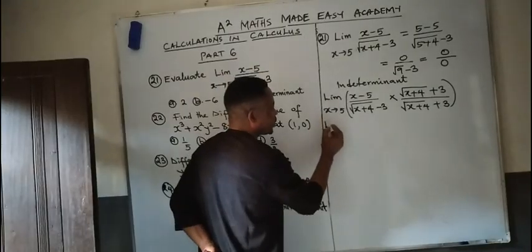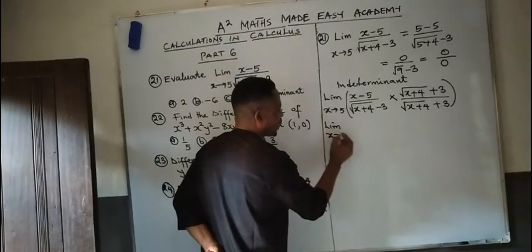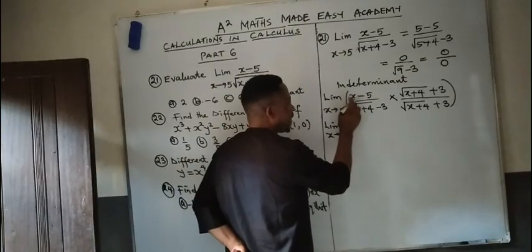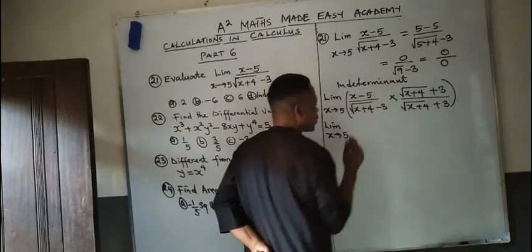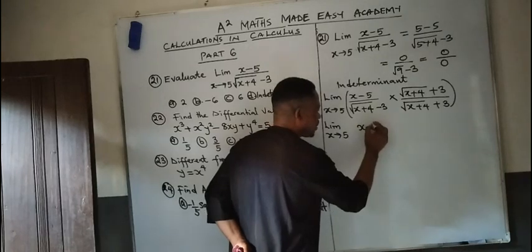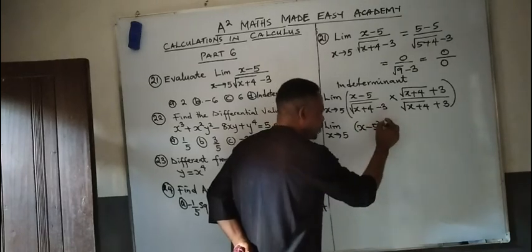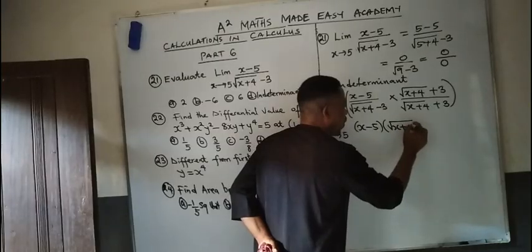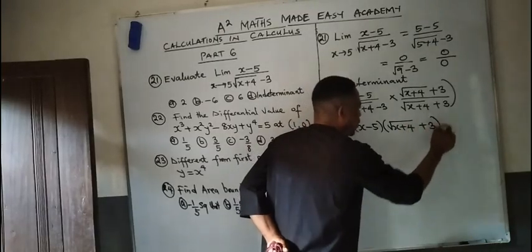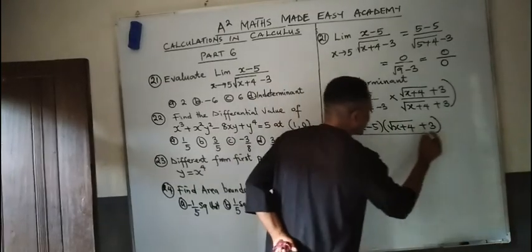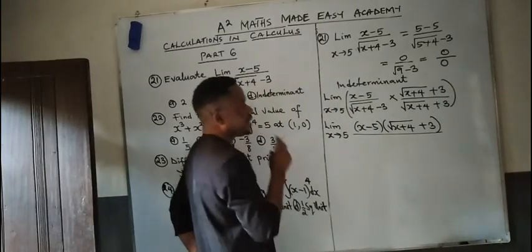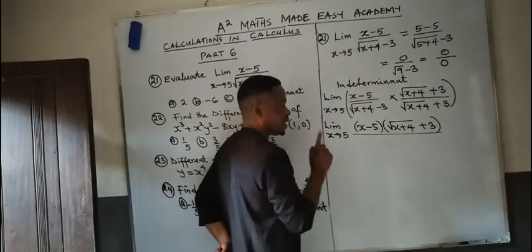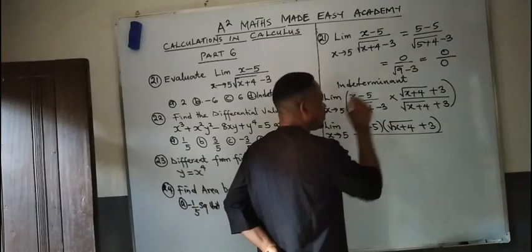Now the next thing we are going to do further is to open the bracket. Now this particular value, x minus 5 times the square root of this, will give us x minus 5 in brackets, then multiplied by the square root of x plus 4, then plus 3, close the bracket, divided by the denominator. Now anytime you are solving this, since we've conjugated it, what you will do is this: the corresponding values multiply themselves.